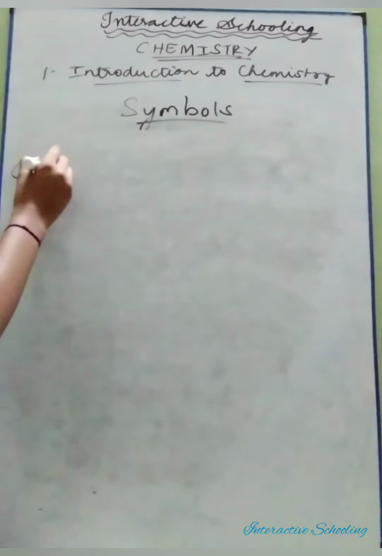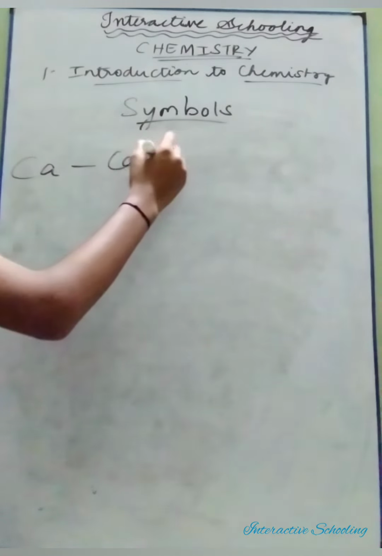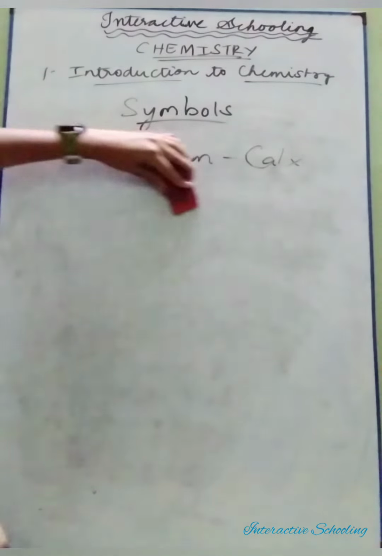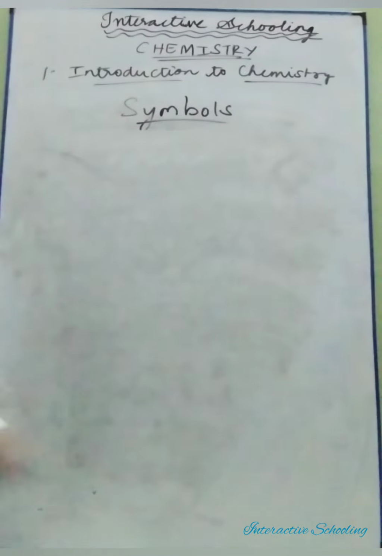And calcium. Calcium, and in Latin or Greek it's calx. So like this, somewhat similar. So this we don't take into consideration. So this was Jacob Berzelius' contribution to chemistry. He formulated the rules with which we are symbolizing elements right now.